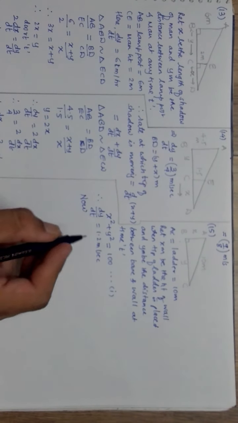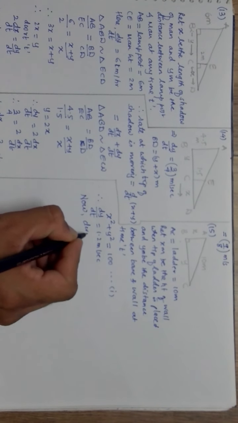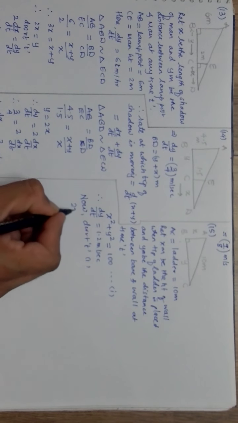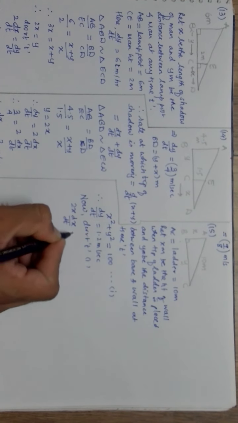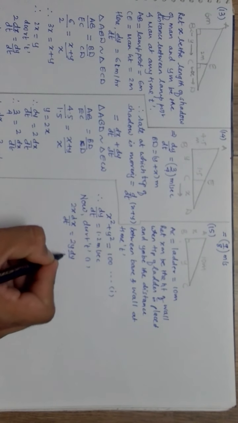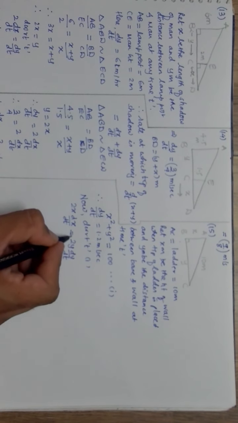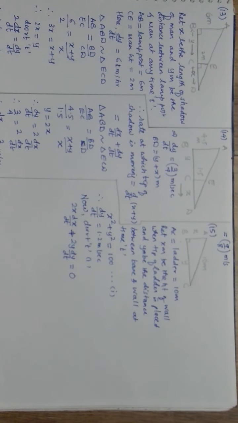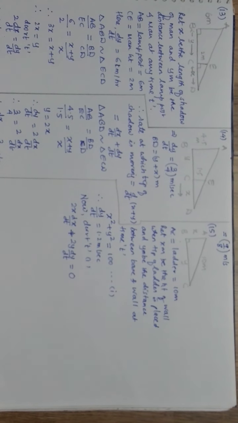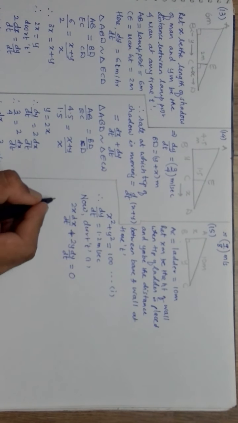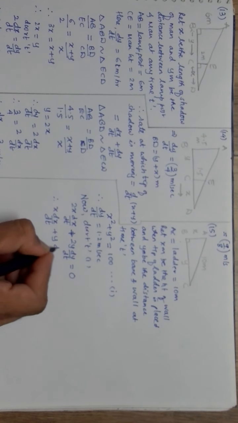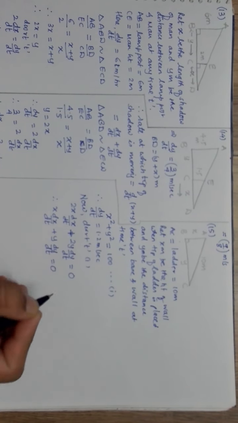So now obviously you need to get dx by dt. So now differentiating with respect to t, the first one, you get here 2x dx by dt plus 2y dy by dt is equal to 0, because the derivative of 100 is constant, that is nothing but 0. So finally it becomes like this, that is x dx by dt plus y dy by dt is 0.